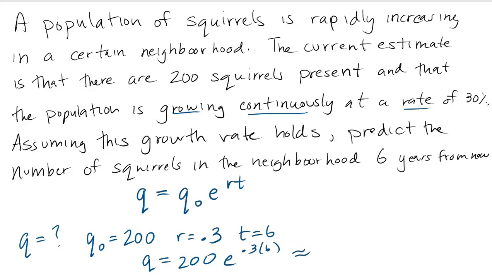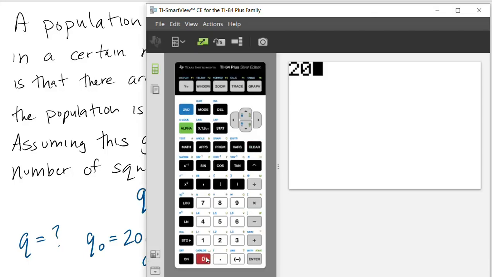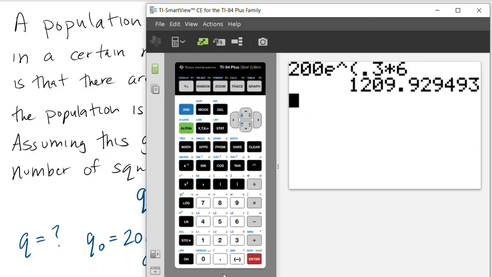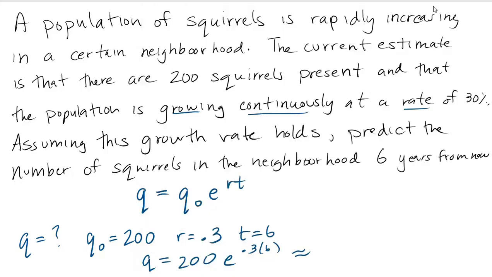And we can just throw that into the calculator. 200 e to the 0.3 times 6. And we have over 1,200 squirrels. It's 1,209, 1,210. Over 6 times what we started with. Let's look at another example.